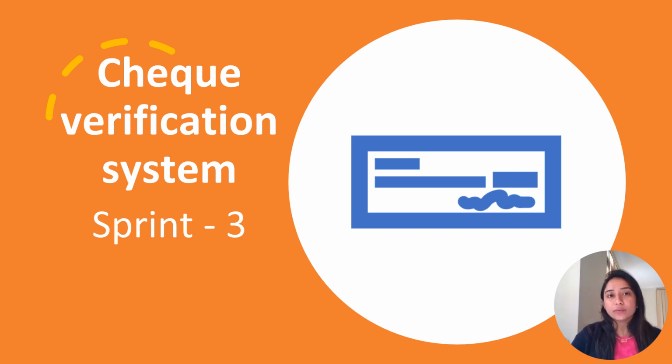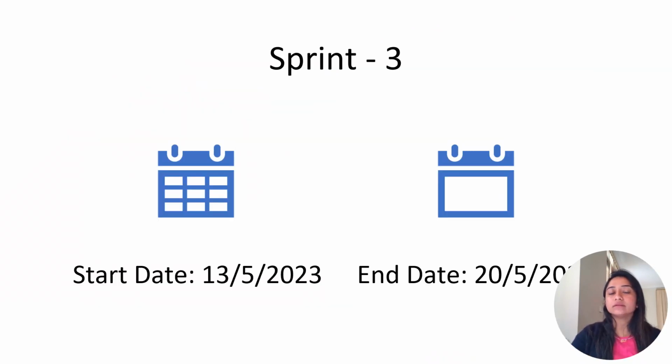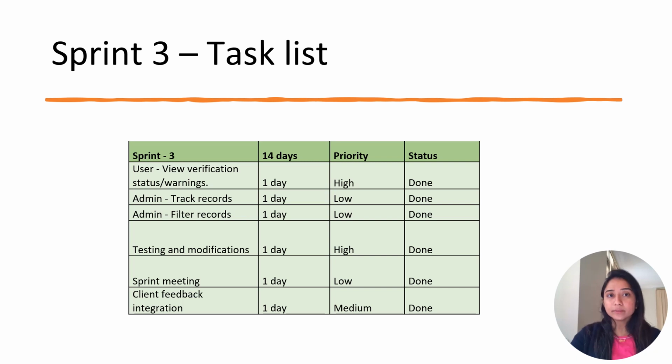Today I'm going to present the Sprint 3 presentation of the check verification system in the team component. This is the sprint start and end. We have 5 team members according to our roles. The main task of Sprint 3 is from the admin side and from the user side.